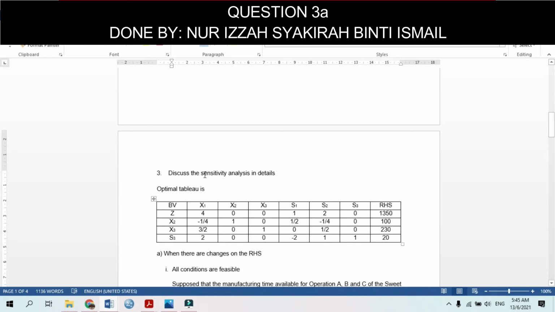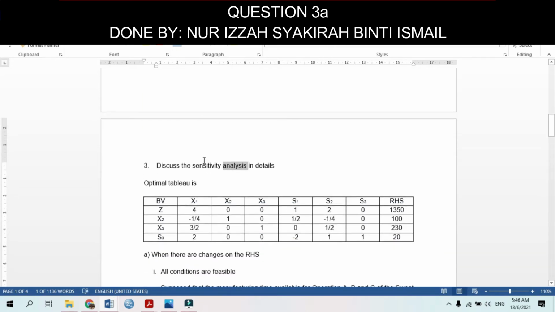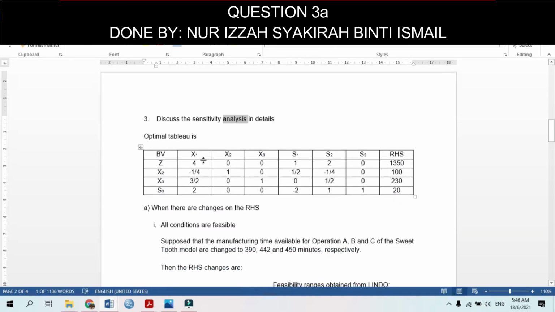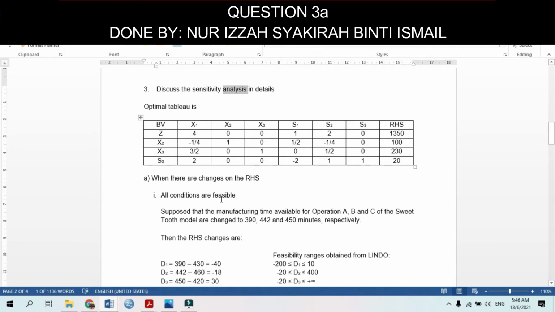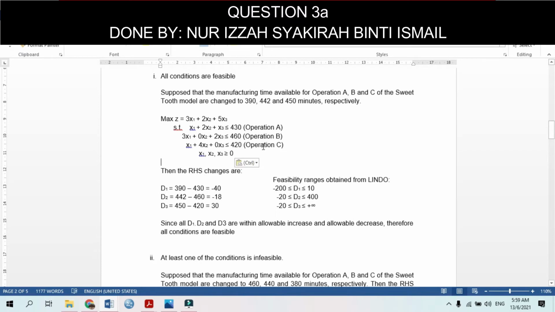Next, it's time to discuss the sensitivity analysis in detail from the problem that has been solved in Lindo. First, we look at the problem when there are changes on the right-hand side and all conditions are feasible. For example, suppose that the manufacturing times available for operations A, B, and C of the Sweet Tooth model are changed to 390, 442, and 450 minutes respectively, meaning that the right-hand side of the constraints in the original LP model are changed to new values.